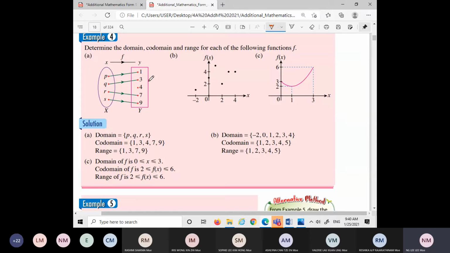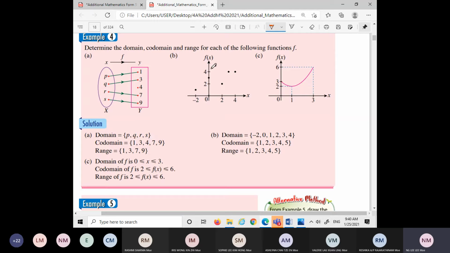Okay, let us see one by one. Look at A, domain. The value is from the x, so you have P, Q, R, S here. Range is the one that got an object, so it's 1, 3, 7, 9. Codomain is whatever is inside the set Y, so it's 1, 3, 4, 7, 9.